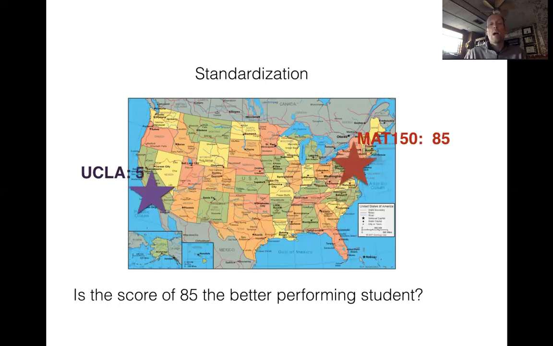And why can't we say 85 is the better performing student? Well, do we even know what test the person at UCLA Law was taking? Do we know how many points it was out of? What kind of professor was it? Was it an essay test? What were the different parameters of the exam? Was there extra credit on that test? The MAT 150 didn't have extra credit. So there's a lot of parameters that we don't know the answer to. We can't do a direct comparison.